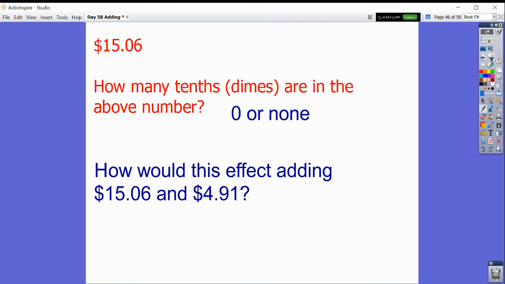Okay? How would this affect adding these two numbers? Well, I would need to make sure that I don't accidentally add the 6 and the 9, because the 6 doesn't represent how many dimes I have. The 6 represents how many pennies I have. So I would need to make sure I'm adding the 0 and the 9 and the 6 with the 1.